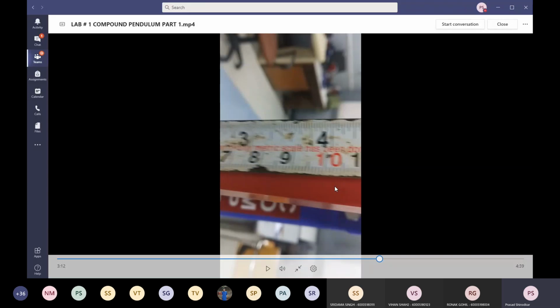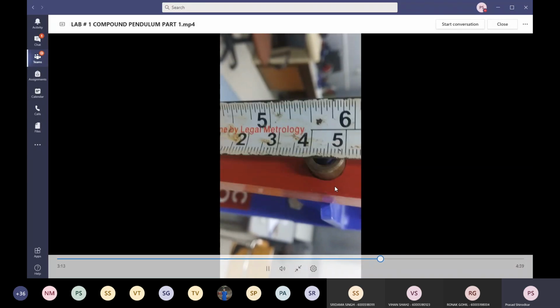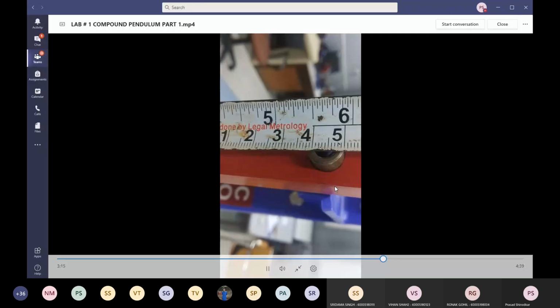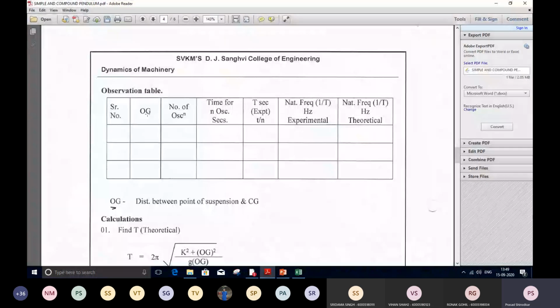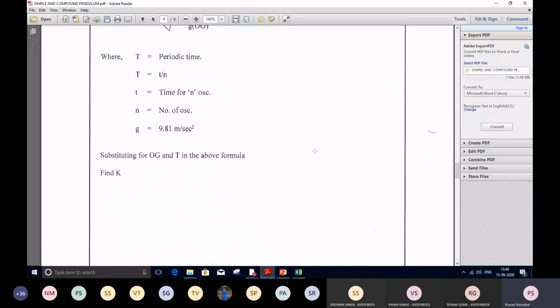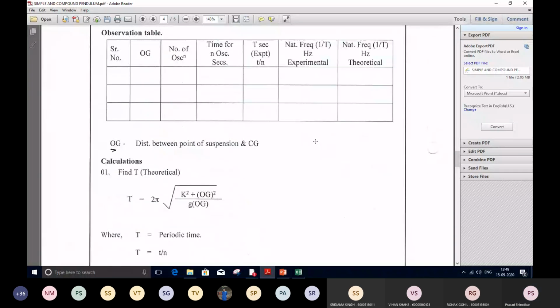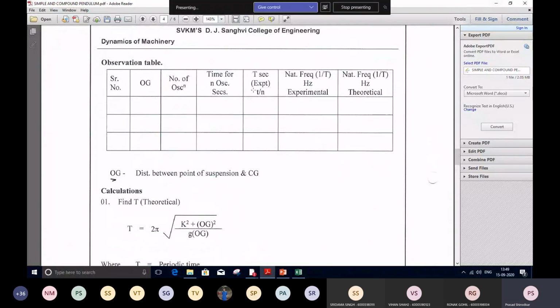All right. So for the second one, the distance OG is 14.5 centimeters. All of you note that down. That will be the second reading in the observation table. So second OG. Okay. Again, now this is the second OG.